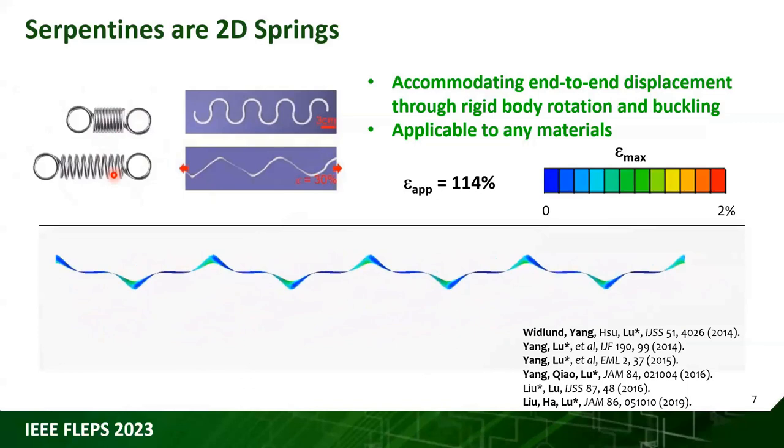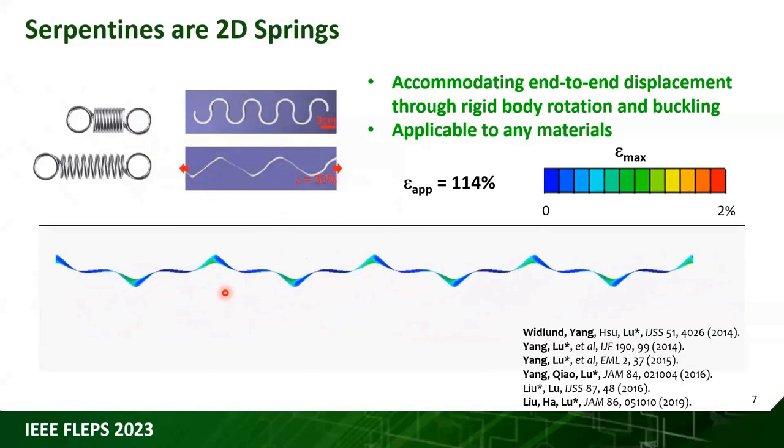Similarly, if you have an aluminum foil, this is actually a paper cut, you can cut it into a two-dimensional spring, which we call serpentine ribbons. Then they can become stretchable and releasable, just like a 3D spring. And the beauty is that the material properties, in terms of electronic and optical properties, are not changed at all. Only the shape and the mechanical property is changed. This is achieved by accommodating the end-to-end stretching with rigid body rotation of the ribbons.